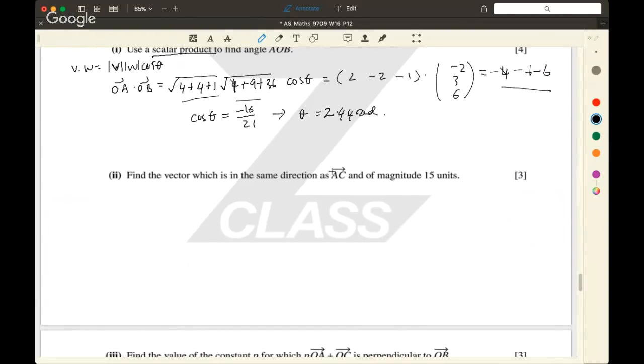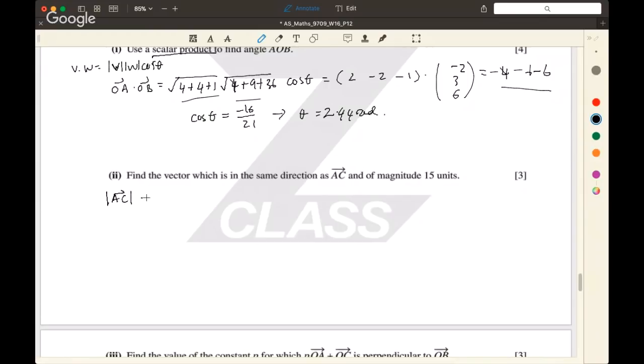Okay, now they want the vector which is in the same direction as AC and of magnitude 15 units. So you should be familiar and used to the idea of resizing a vector by scaling it by some amount. So the first thing we need to do is know how long AC is anyway, because the vector parallel to it is just going to be some scaled version of it. That's the whole thing about vectors. If it's parallel, it means it looks exactly like it. It's just got some scaling factor.